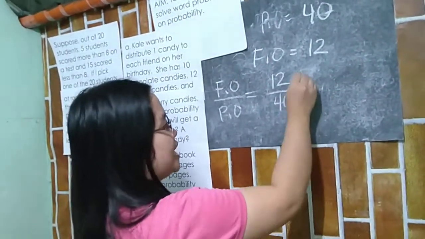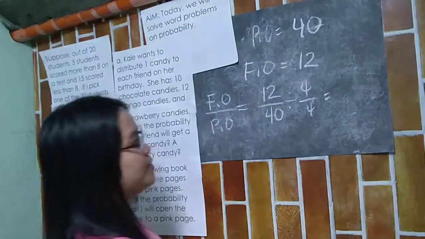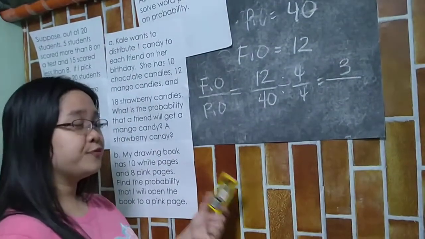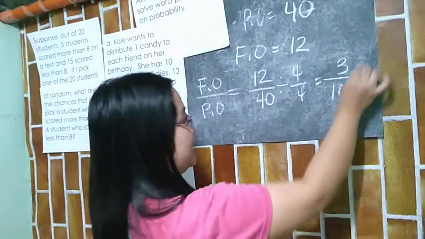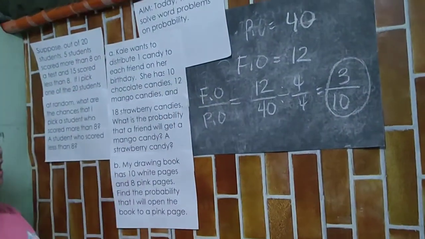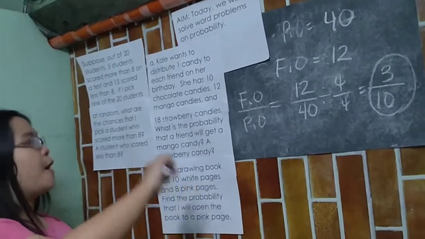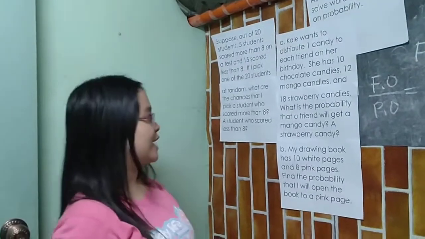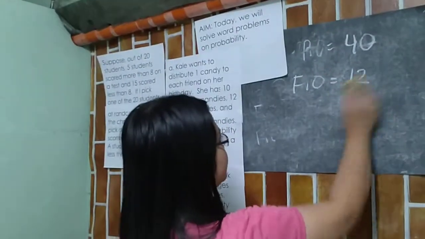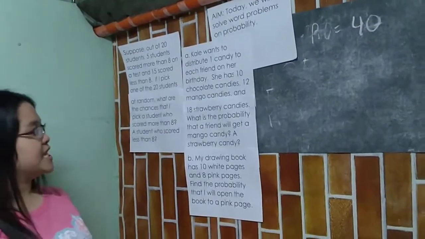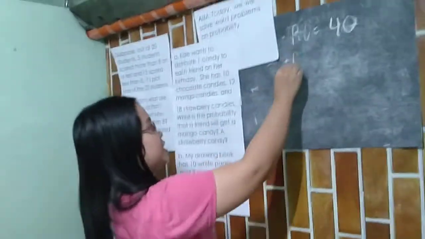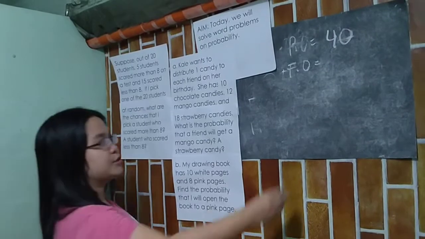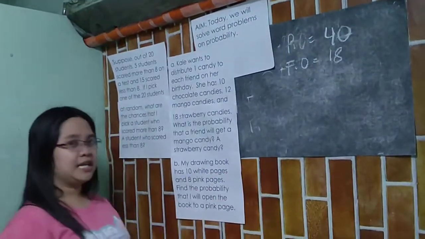So let's divide both sides by 4 to get its lowest term. 12 divided by 4 is 3. 40 divided by 4 is 10. So here on our problem, there is 3/10 probability that a friend will get a mango candy. Okay? Next, how about a strawberry candy? So go back with the information again on the problem. The strawberry candies there are 18, right? So our favorable outcome is 18.